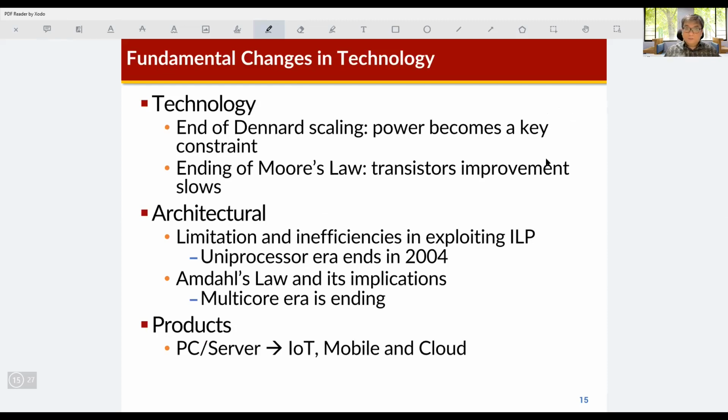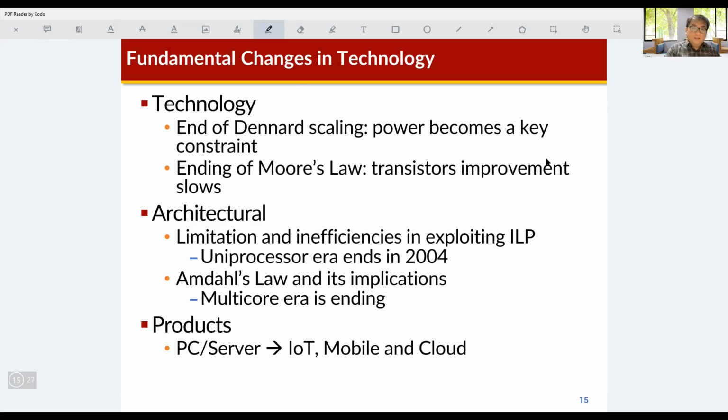So what are the fundamental changes in modern technology? It's very important because the technology is changing. That means the computer processor is designed and manufactured based on semiconductor technology. And if technology changes, this trend will also change. So that's why the technology trend is so critical for computer architecture research.